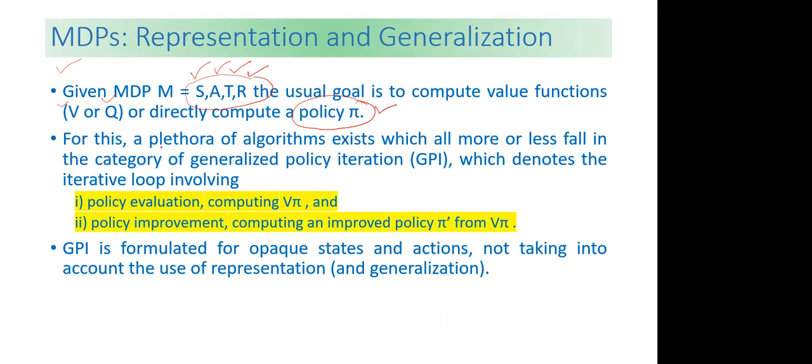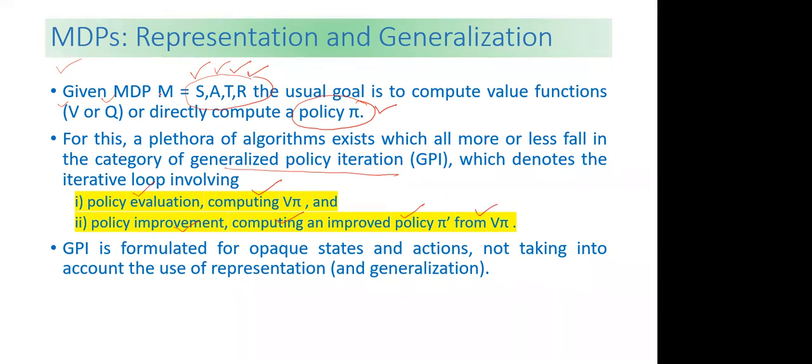Okay, right. For this, algorithms exist which more or less fall in the category of generalized policy iteration, GPI. Generalized policy iteration denotes an iterative loop involving, first, policy evaluation. After that, we compute V and pi, and after that we go for the improvement, then computing the improved pi dash and V dash, which we get from this.